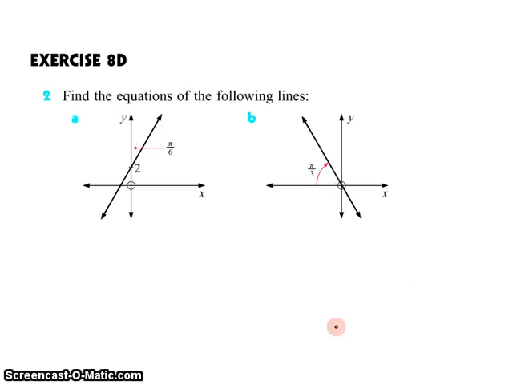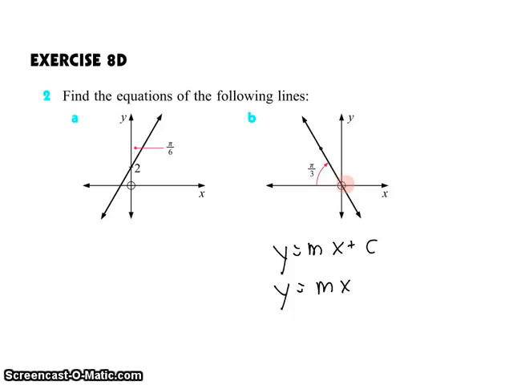If I want the equation of a line, the first thing that comes to my mind is y equals mx plus c. X and y are my variables that define the line, m is the slope, and c is the y-intercept. In this case, the y-intercept is 0, though, so I can just say y equals mx, and I just need to find that slope.